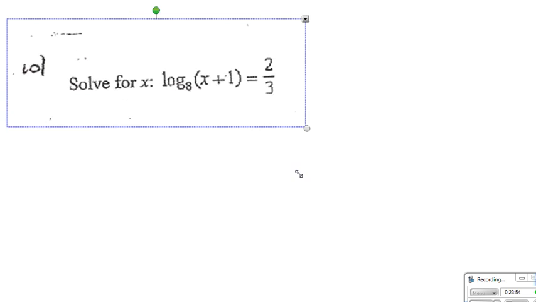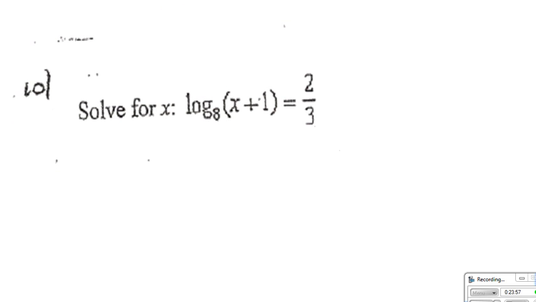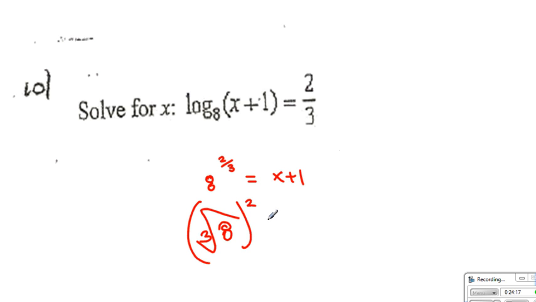Now, here we have 8 to the 2/3 power is equal to x plus 1. Now, a third power is simply the cube root. So we end up having cube root of 8, and then squared is equal to x plus 1. And here this value is equal to 2, which becomes 2 squared, which simplifies into 4. Then x must be equal to 3.